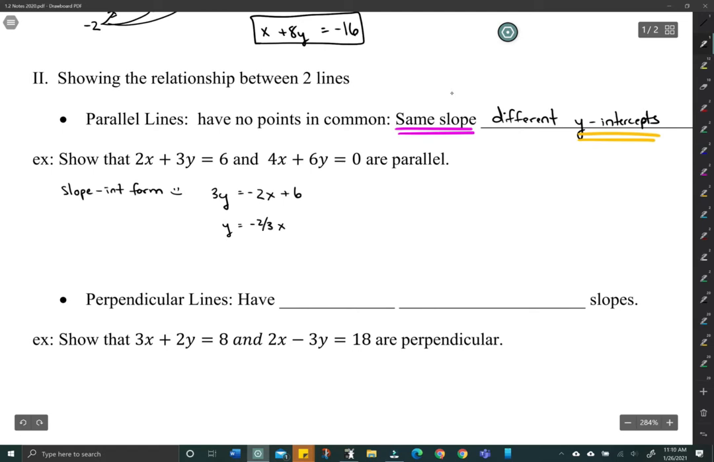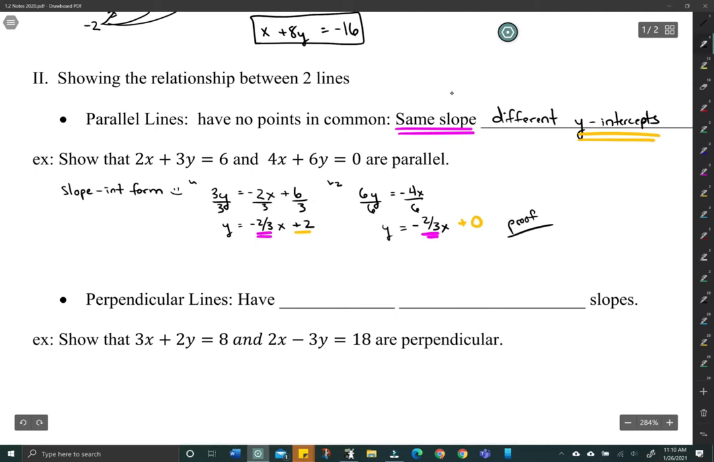Okay, solving for y. That's line 1. For line 2, if I simply subtract the 4x, 6y is equal to negative 4x, divide by 6, we have y is equal to negative 4/6, which is negative 2/3 x. And notice here, they have the same slope and different y-intercepts. This one's at 2, and this one's essentially at 0. So that is our little proof that they are parallel, okay?